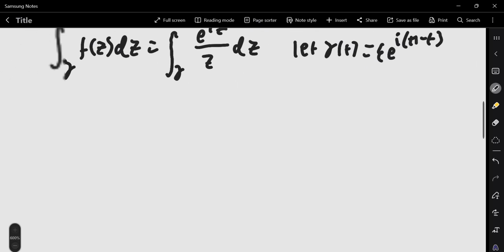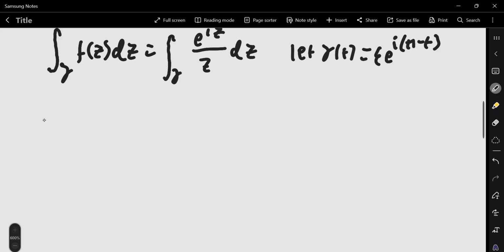And what we want to do is differentiate our parameter. So just write gamma dot of t. And this is going to be, bring the power down, we're going to have a minus i epsilon e to the i(pi minus t). Quite simple. That's an epsilon, not an e. I get so confused when doing epsilon. I'm always writing e's, and then I look back and I'm like, that should be an epsilon.